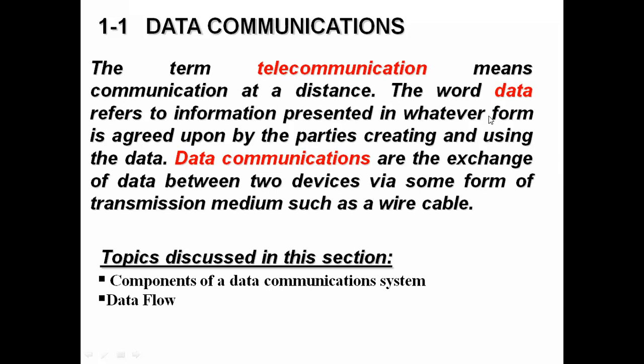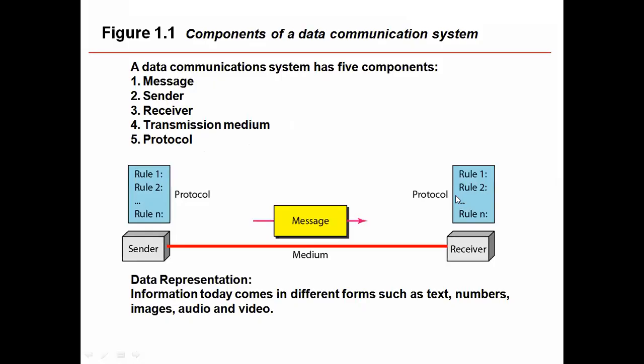And the fifth one is the protocol which we need to follow. So in general, the data communication system has 5 components. The first one is the message, that is the data. The second one is the sender. The third one is the receiver. The fourth one is the transmission medium. And the fifth one is the protocol.